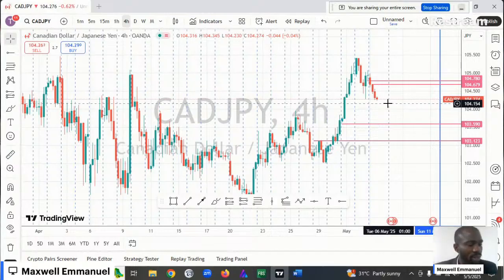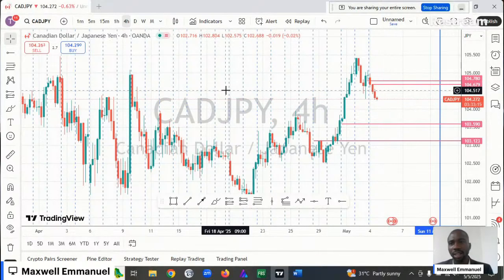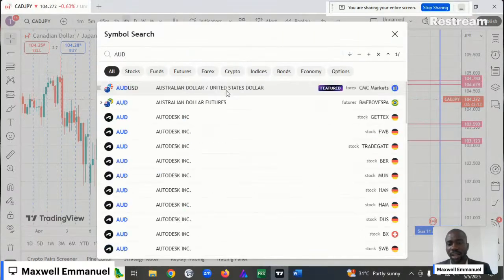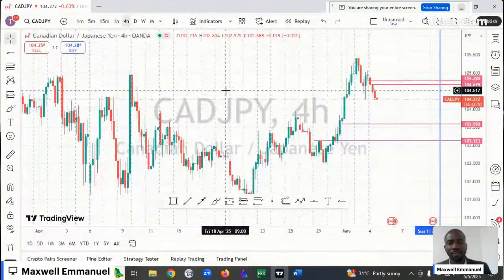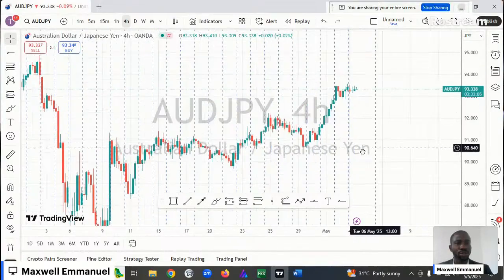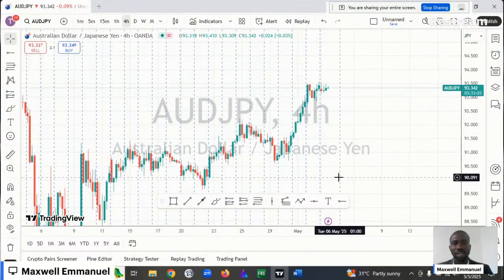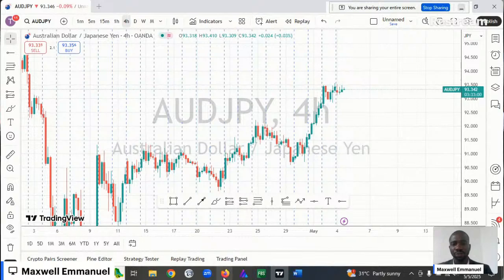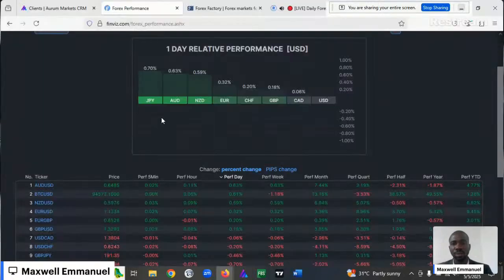If you look at Australian dollar JPY, I think it has been in a range, and if you check this, you would see that both currencies are strong. You can see it has been in a range since the market opened. So if you go to Finviz, you would see that both JPY and Australian dollar are strong. That's why it's been ranging. Australian dollar JPY has been ranging because both currencies are strong.